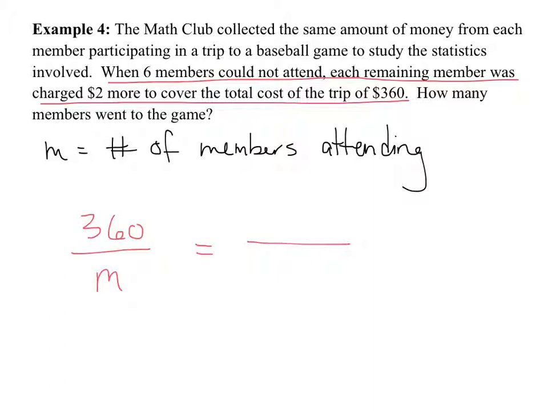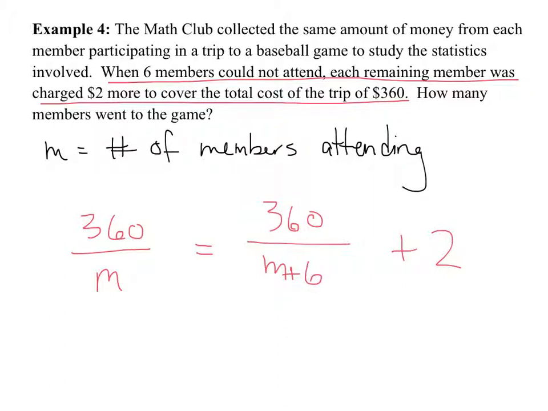And it's $2 more than the cost would have been, so plus 2. $2 more than the cost would have been. What would the cost have been if everybody was going and those 6 people didn't back out? What would the cost per person have been then? 360 over m plus 6. Yeah, very good. Let's go over that.